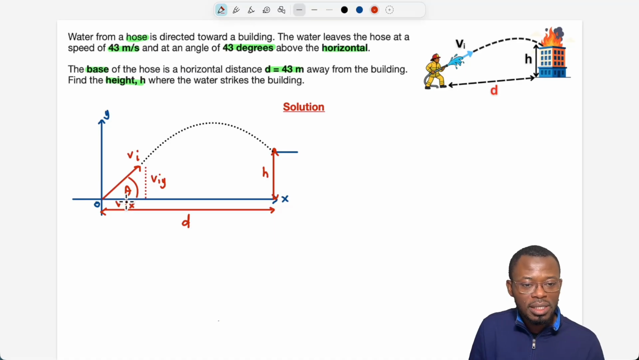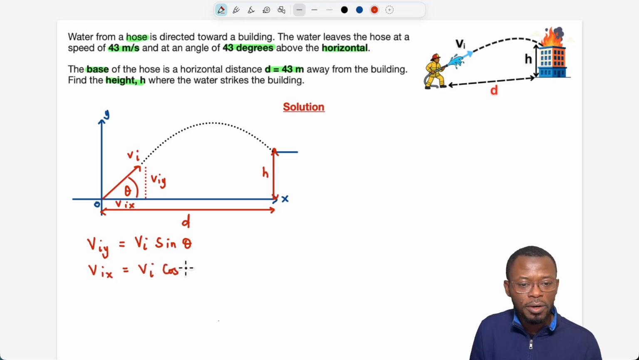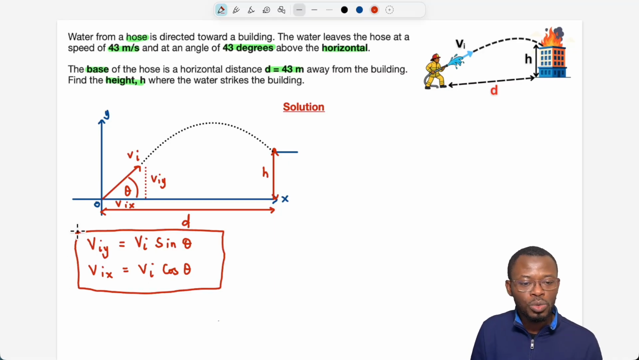So here we can see we have a right triangle with the opposite being viy and the adjacent being vix. So we can apply SOHCAHTOA to determine viy and vix. So viy being the opposite, we will have viy equals vi times the sine of the angle, all right? In the same sense, vix is the adjacent, so it's going to be vi cosine of the angle, all right? So now we have resolved the initial velocity into its components.